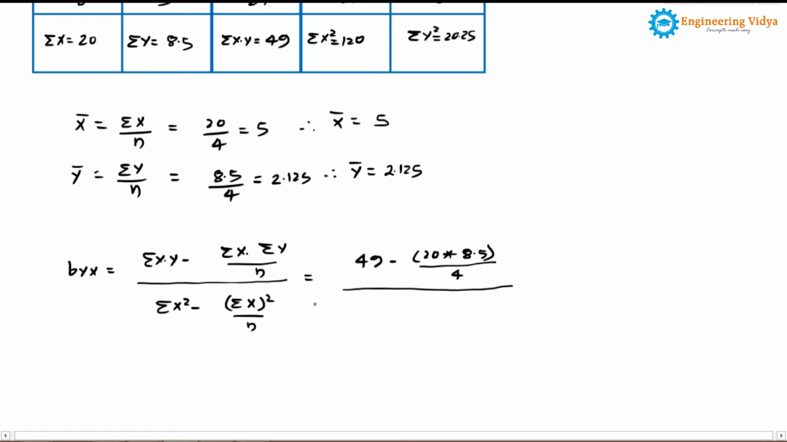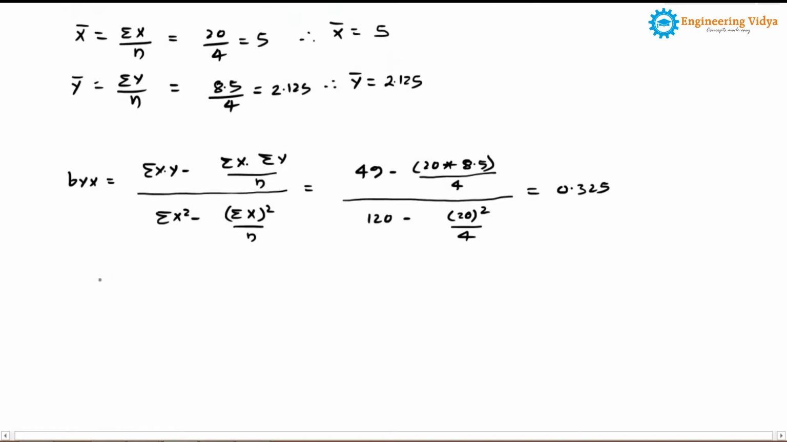Now the summation of x square we have is 120. Then summation of x, that 20 we have, so 20 square divided by n, which is 4. If we calculate everything, after the calculation we will get 0.325. Hence we have calculated byx, and byx is equal to 0.325. So we have calculated x bar, y bar, and byx.